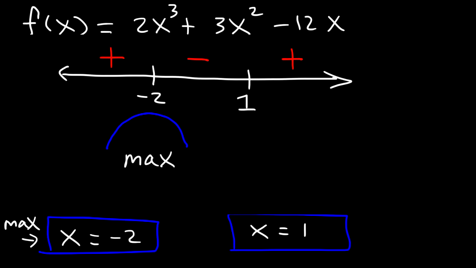Now for the next one, the slope is negative, so the function is decreasing, and then the slope is positive, now it's increasing. So at 1, we have a relative minimum.